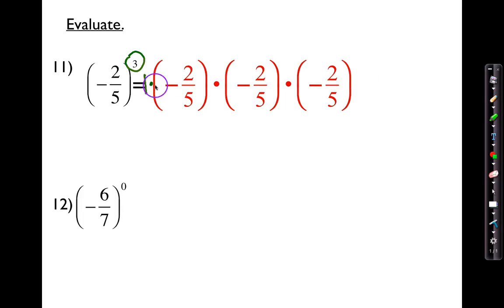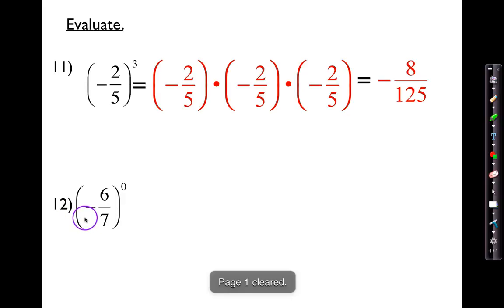Before I do that, it's a good idea to decide, is your answer going to be negative or is it going to be positive? Well, here, 2 negatives. Negative times a negative is a positive. Positive times a negative is definitely a negative. So my answer is negative. And here, 2 times 2 times 2, which is 8. 5 times 5 times 5 is 125.